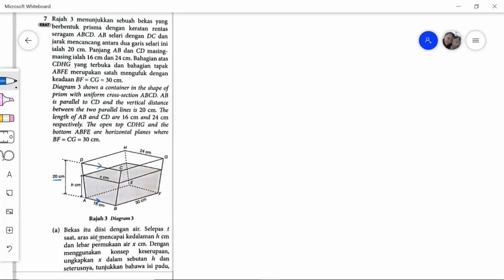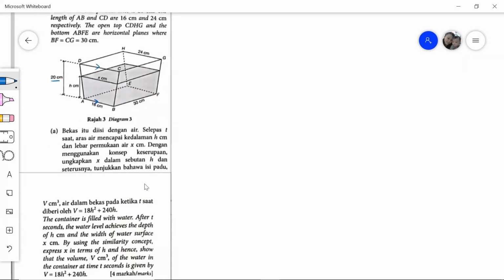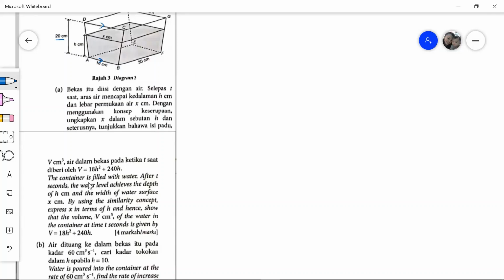Okay, now let's look at the requirement of the question. It says that the container is filled with water. After T seconds, the water level achieves the depth of H cm and the width of the water surface X cm. So by using the similarity concept, we're going to express X in terms of H. Okay, let's do that part first.